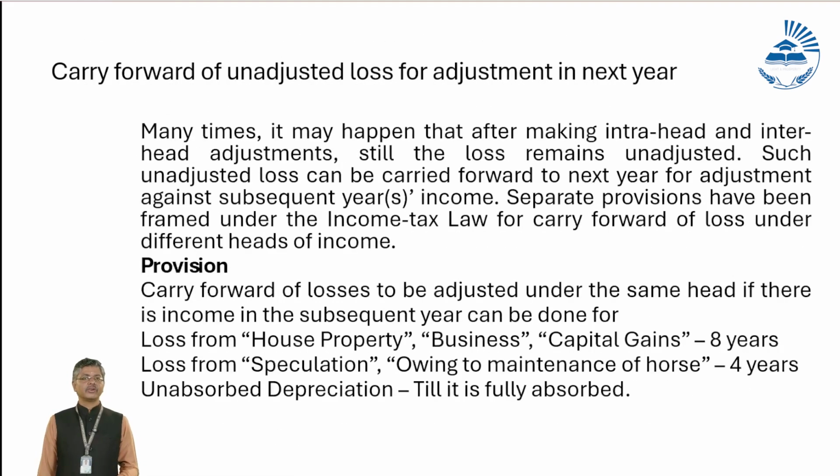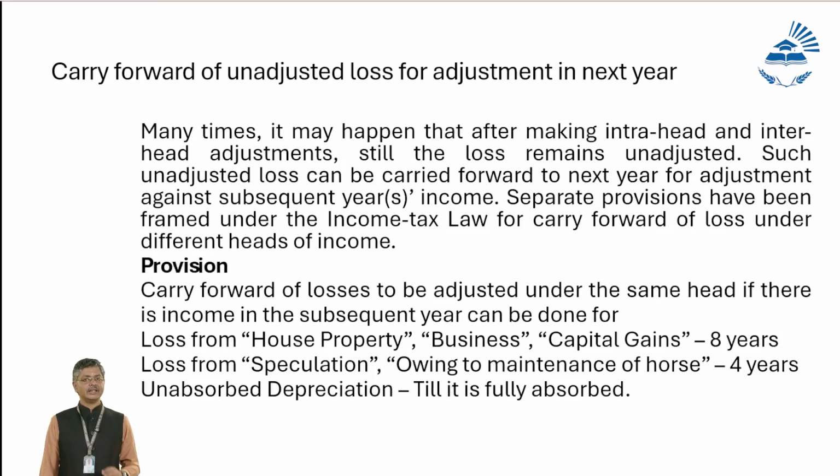We can carry forward unadjusted losses for adjusting in the next year. For instance, say there is a house property loss which we were not able to adjust with salary income in a particular year. That loss can be carried forward to the next year. This is what we call carry forward of unadjusted losses. There is one very specific rule: the loss which has been carried forward has to be adjusted only if there is income under the same head. So the provision is that carried forward losses are adjusted under the same head if there is income in the subsequent year under the same head.